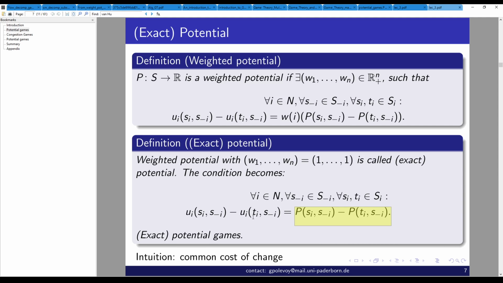The changes in the potential function are equal to the changes in the utility. And we are talking about concrete changes: we are looking at the utility of the only deviator, the rest being constant. So what can one player get by deviating?